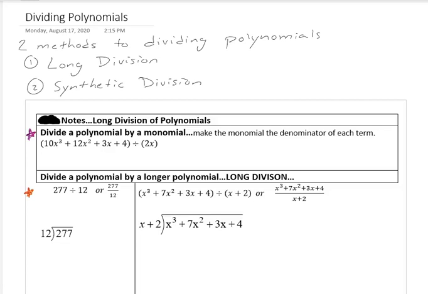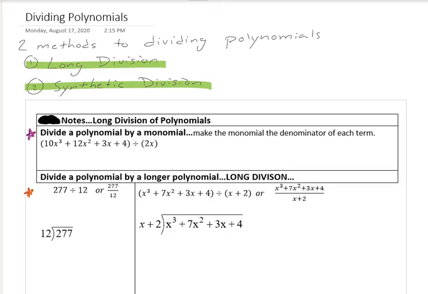Alright, this lesson is dividing polynomials. There's two methods to dividing polynomials. First one is long division, second is synthetic division. I will be showing you examples for both today. So kind of stay focused at this lesson to make sure we grasp the content that's being taught out.